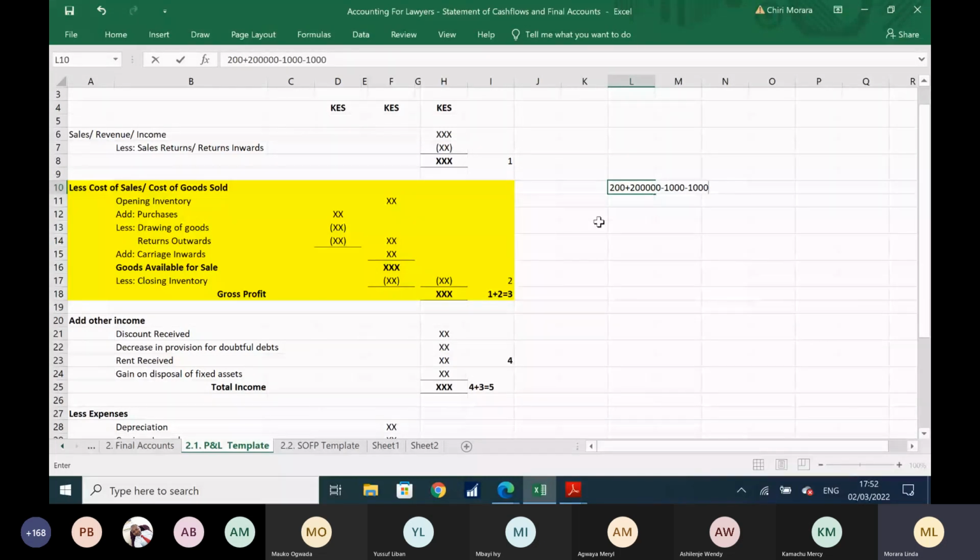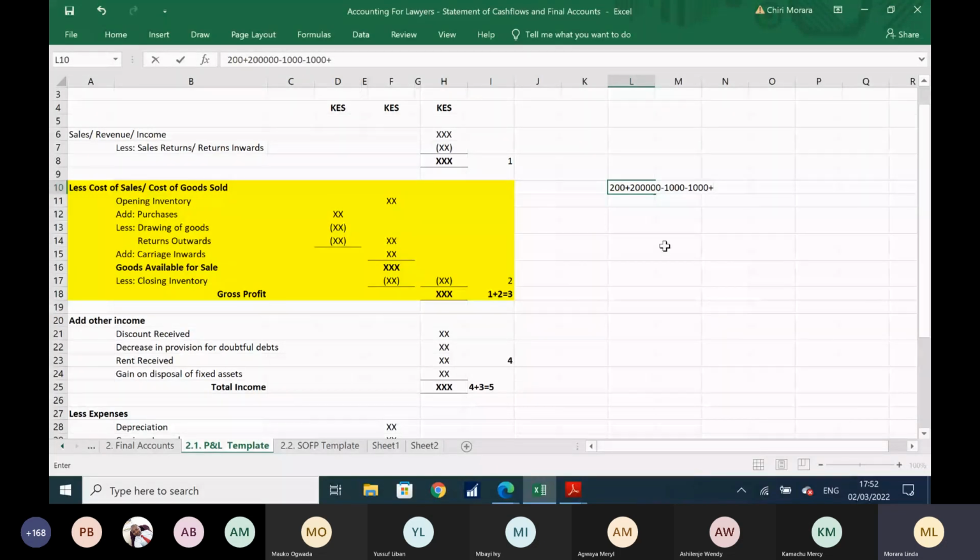And then you're adding your carriage inwards, because the carriage inwards are now the incidental costs that went into you purchasing these goods. You had, let's say, to transport it from wherever your supplier is, from their warehouse to your own warehouse where you're actually selling the goods. So that is why you're adding it, because that is an incidental cost towards you acquiring these goods. So that is how you get your cost of sales.